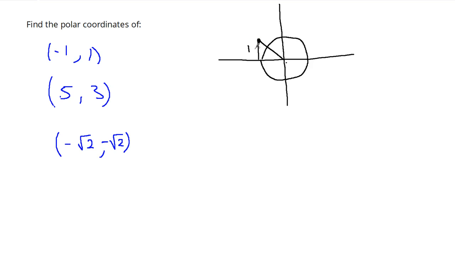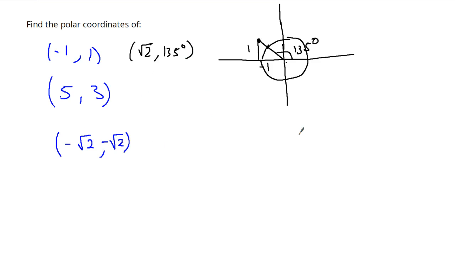We have right here 1 and 1, right? Well, this is minus 1 and 1. What's the minus 1 and 1 in degrees? It's 135. Spoilers, 135. And then the magnitude, square root of 1 squared plus 1 squared, is square root of 2. So the polar coordinates are square root of 2, 135 degrees.